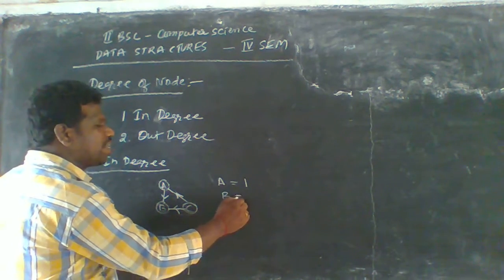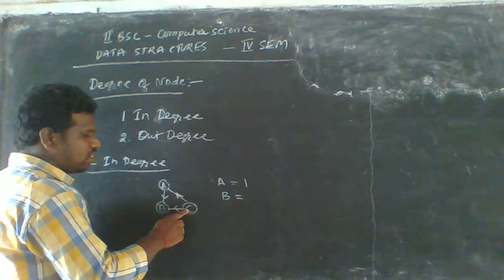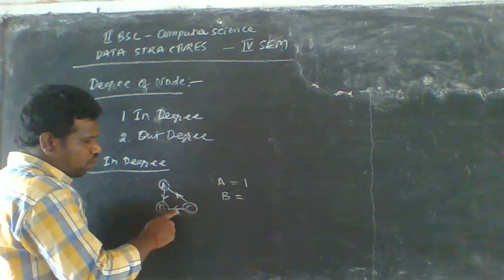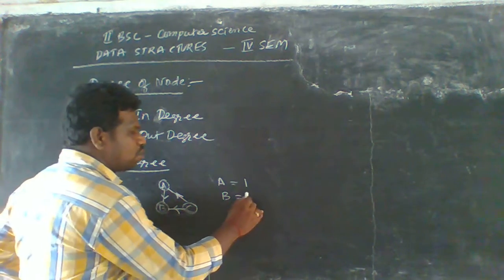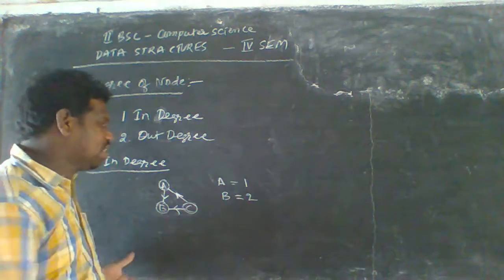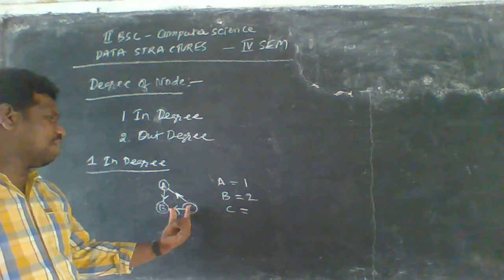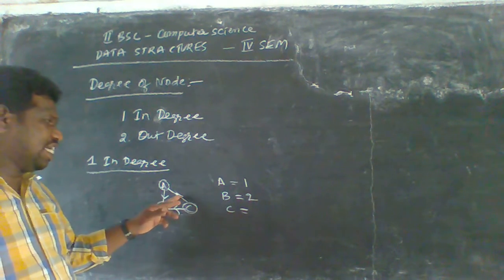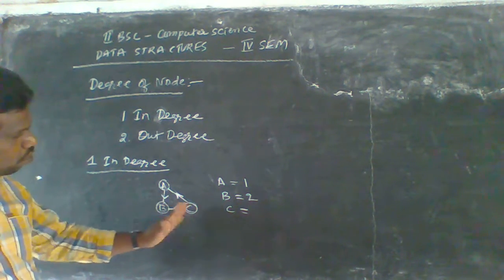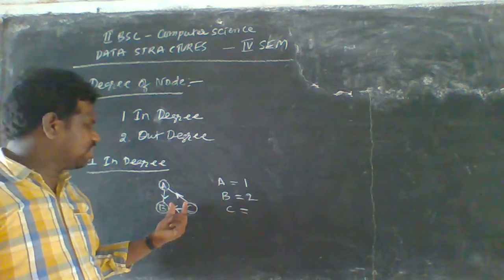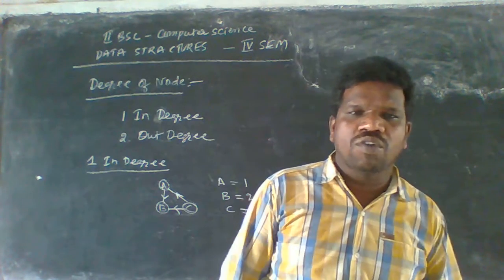And B contains how many? B contains two edges. The first one is A to B, and the second one is C to B. Both these edges are coming to B only. So B is equal to two in degrees. And C has nothing to show here because C has only out degrees, not in degrees. There is no edge coming to C, but two edges are going from C. That's why C does not have any in degrees.